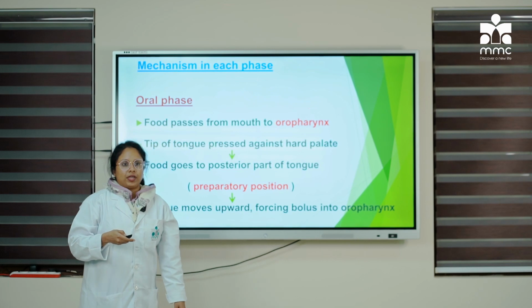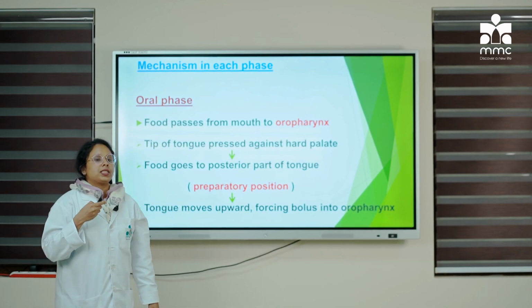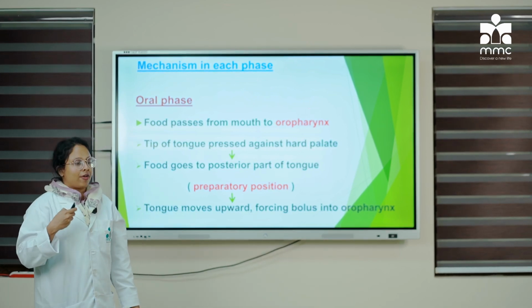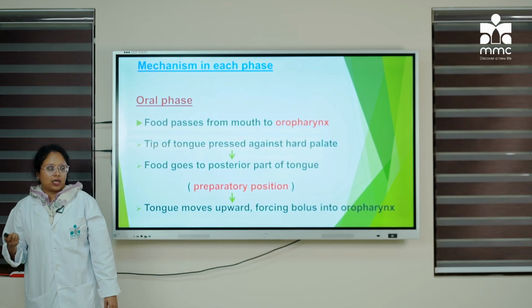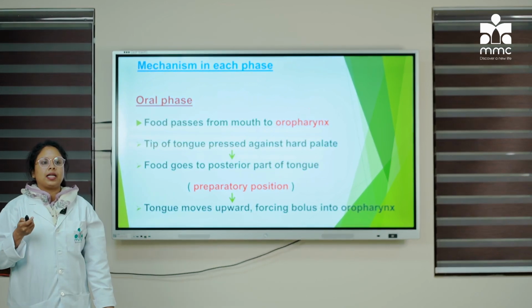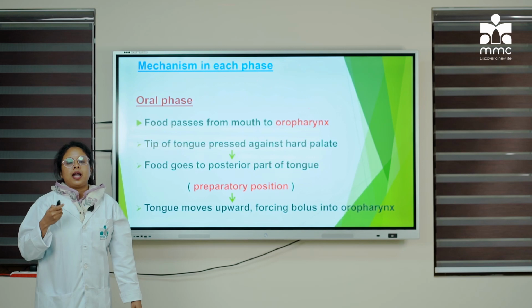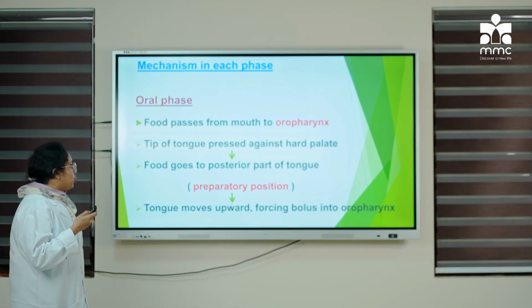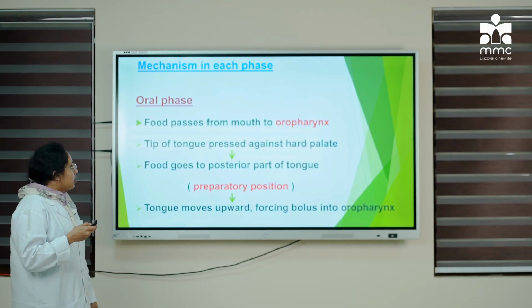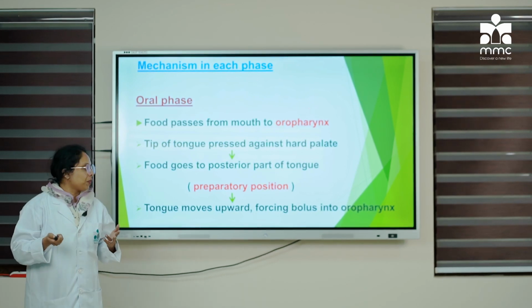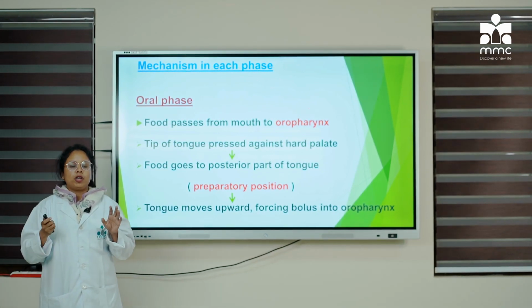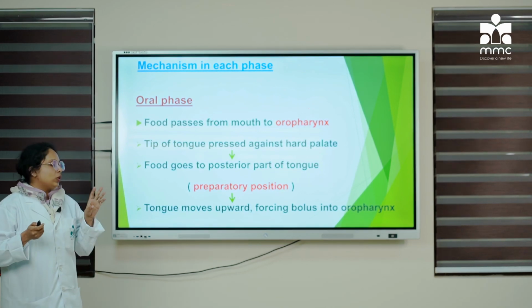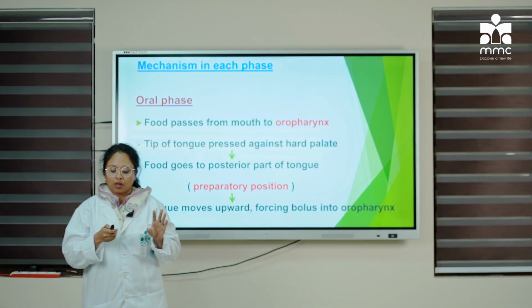First, the oral phase. In this, food passes from the mouth to the oropharynx with the help of the tongue. What is actually happening is that the tip of the tongue is pressed against the hard palate. This pushes the bolus back into the posterior part of the tongue, which is known as the preparatory position. Next, the tongue moves upward, forcing the bolus into the oropharynx.